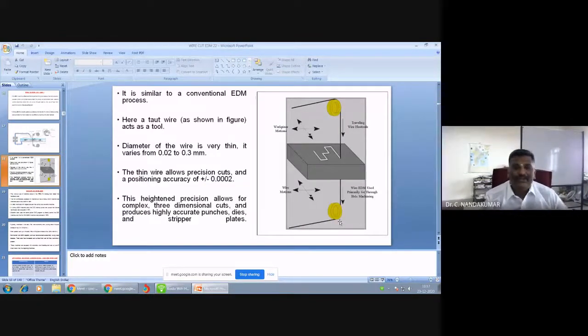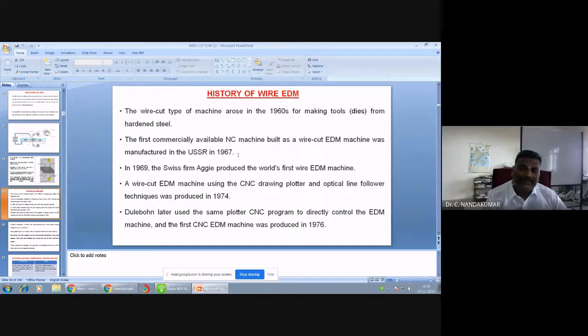This is the process of how the wire will move and cut the complex shapes. Here the diameter of the wire is very thin, that is 0.3 mm. We have to use 0.3 mm wires. We have various machines, and on the particular machine we have to select the wire thickness. In India, we have used this wire recently, for the past 10 to 15 years.